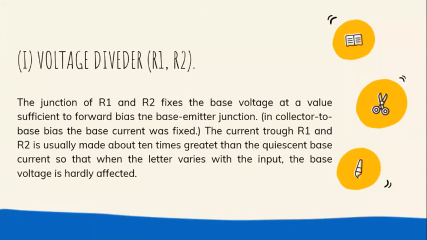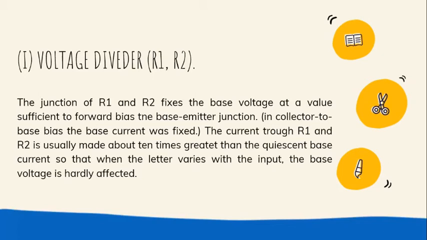Number one is the voltage divider, R1 and R2. The junction of R1 and R2 fixes the base voltage at a value sufficient to forward bias the base emitter junction, whereas in collector to base bias the base current was fixed.